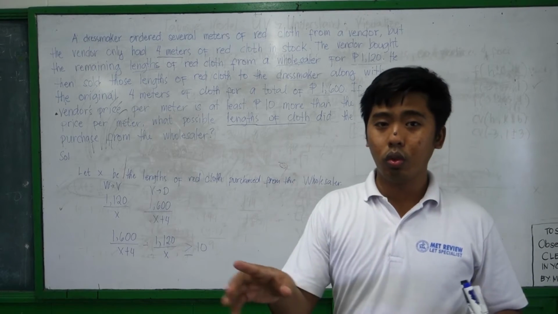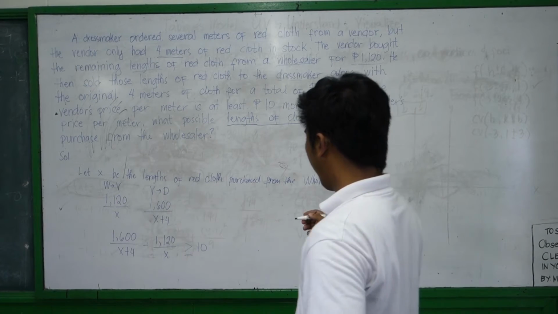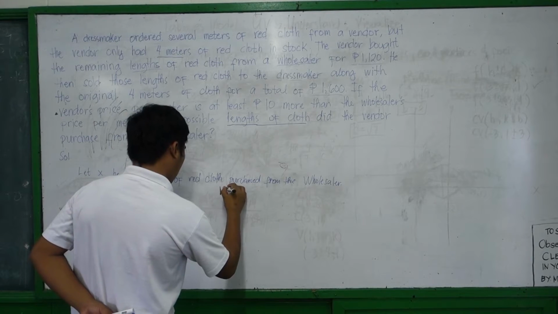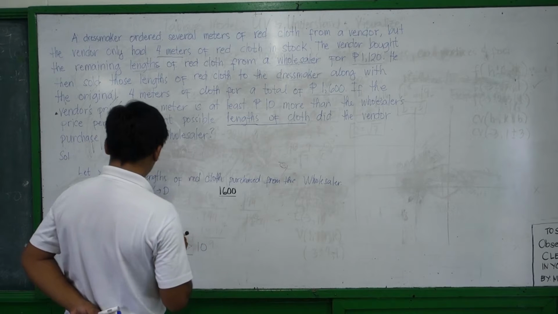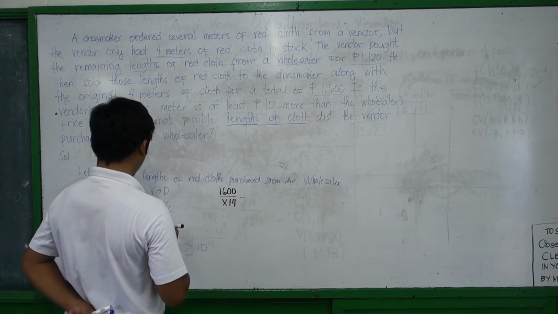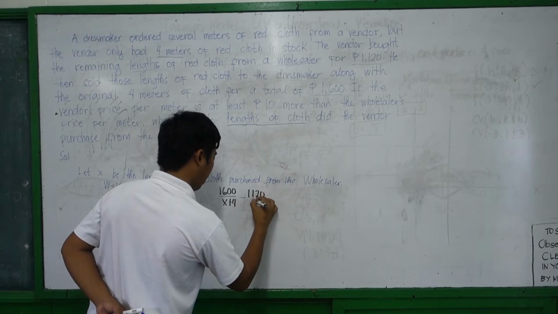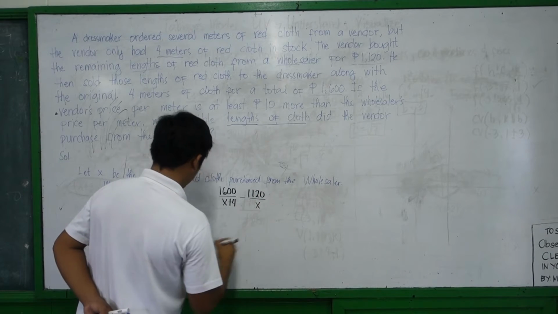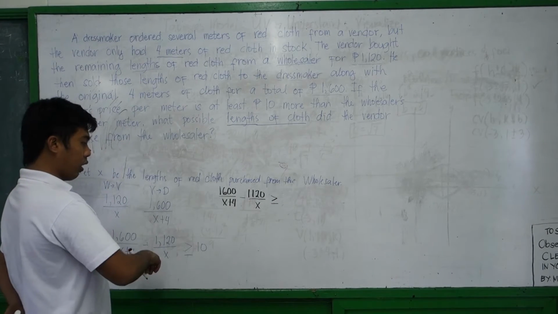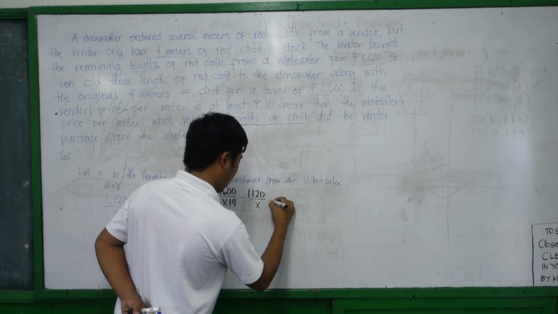Make the other side equal to 0, then the constant, ibutang sa tikas. Diba? So, here, this is 1,600 over x plus 4 minus 1,120 over x. Now, greater than or equal to, ibutang na ito si 10 sa tikas. So, this is minus 10.